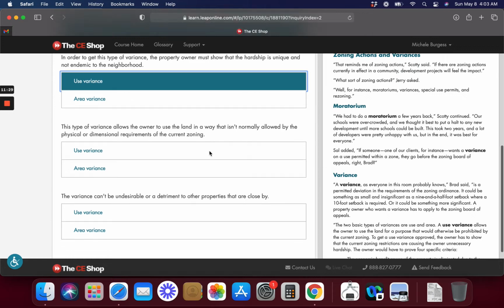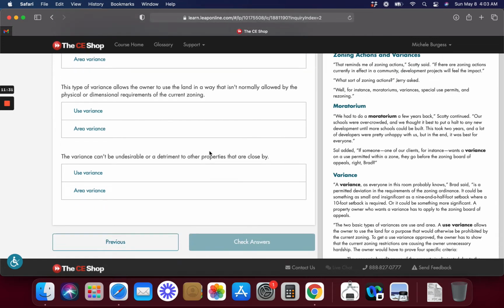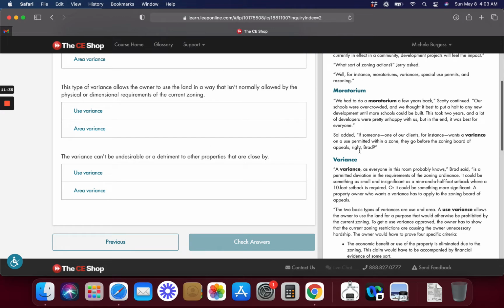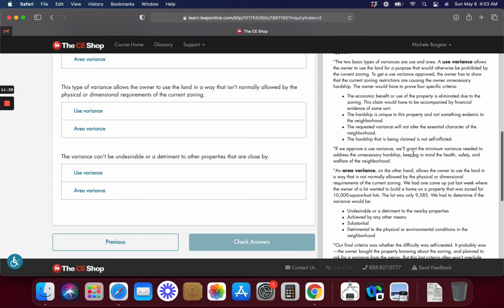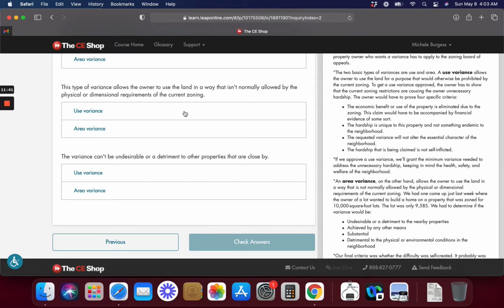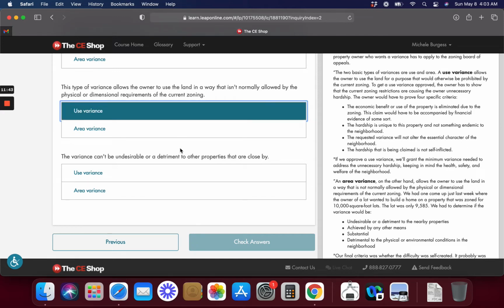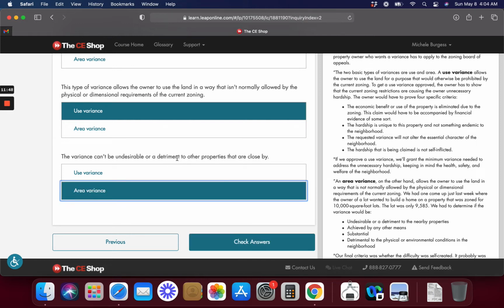Right, this type of variance allows the owner to use the land in a way that isn't normally allowed. Undesirable. I want to say use. This variance can be undesirable and a detriment to the nearby properties.